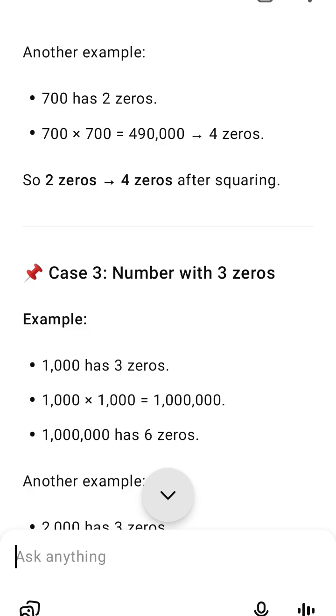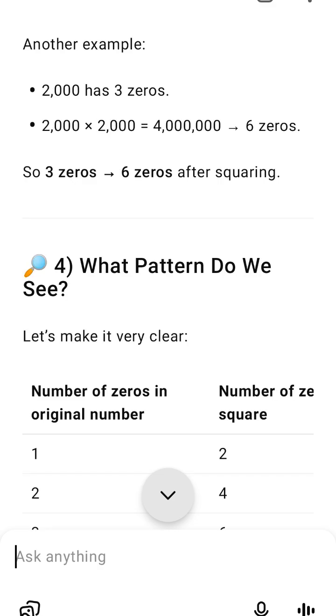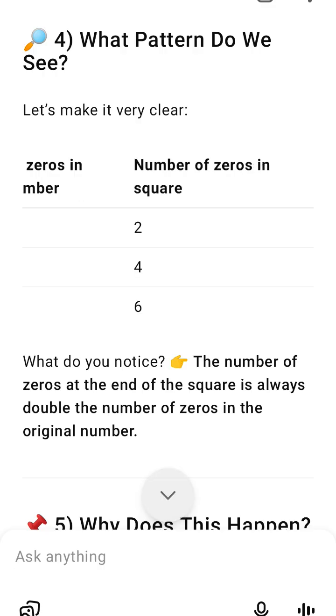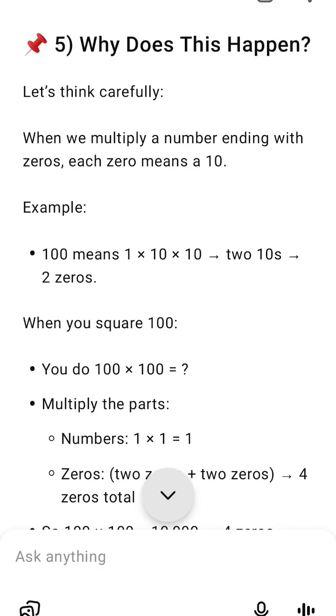Squares of odd numbers, numbers like 1, 3, 5, 7, 9, not divisible by 2. Examples: 1 times 1 equals 1, odd. 3 times 3 equals 9, odd. 5 times 5 equals 25, odd. 7 times 7 equals 49, odd. 9 times 9 equals 81, odd. So squares of odd numbers are always odd.